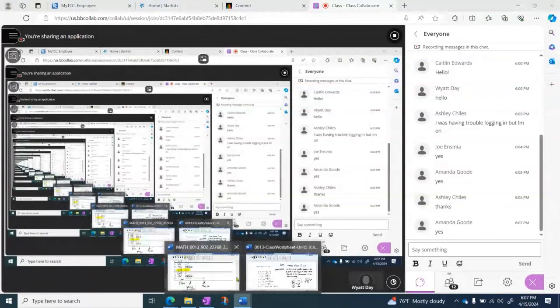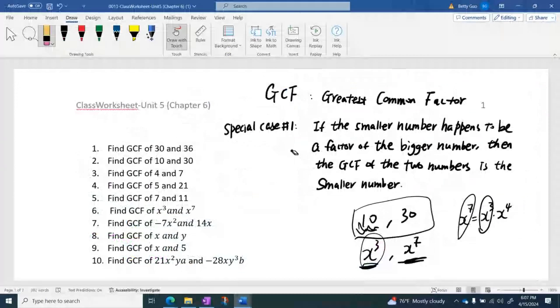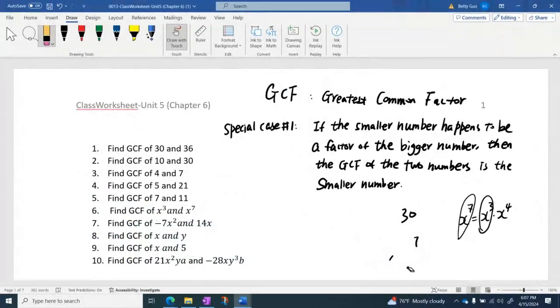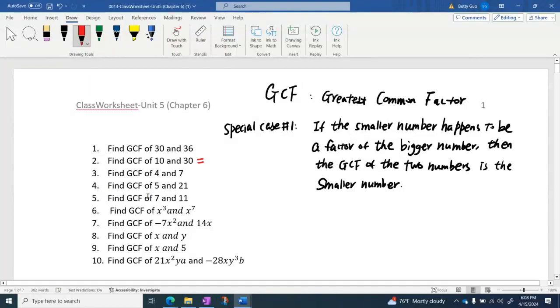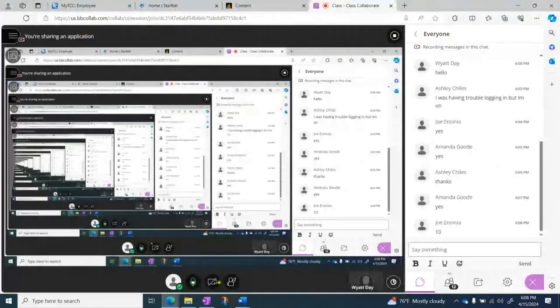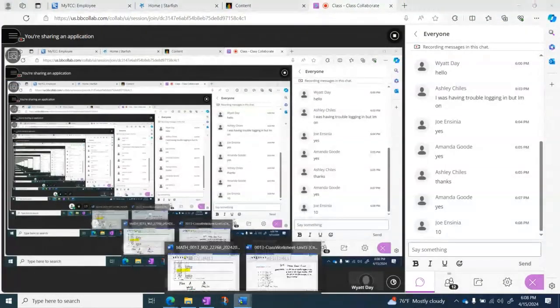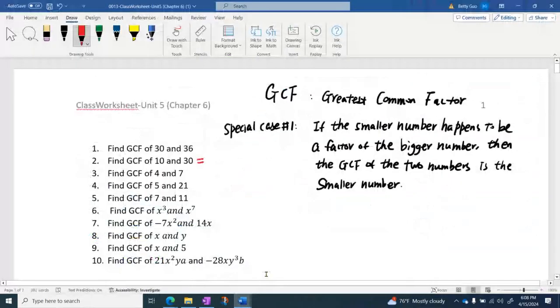Perfect. Then let's work on some examples here. Let's see number 2. What's the GCF of 10 and 30? 10, exactly. Very good. It's special case number 1, right? Perfect.